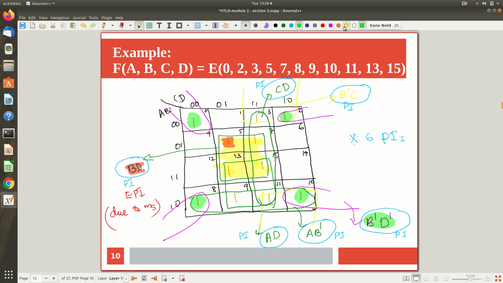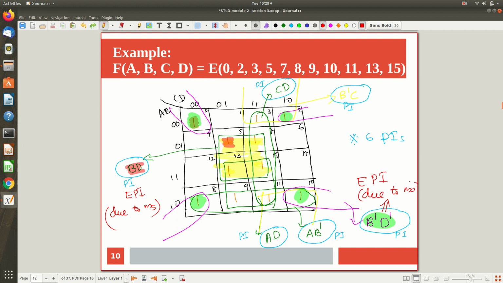So what color can I give? I don't know what color it will be. It's containing this particular one, right? This particular one, and that one is exclusively covered only by this particular prime implicant, and because of that I can say that this is also an essential prime implicant. So this is also an essential prime implicant. Let me write it down, so which min term? The min term 0, due to min term 0.